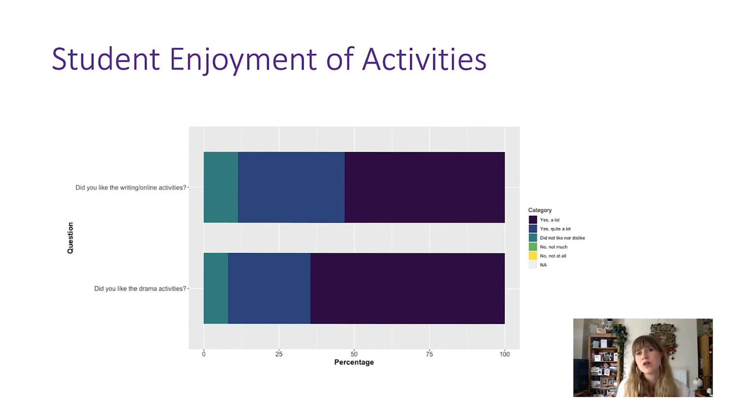All of these questions were asked on a Likert scale, so on a rank scale from 1, strongly agree, to the other end of the scale, do not agree at all. And so as you can see here, we've got the scale on the right and the different shades. The first question was, did you like the writing and online activities? And as you can see, the majority of students enjoyed the online activities, and there was no negative. It was only the minority that did not like nor dislike the activities.